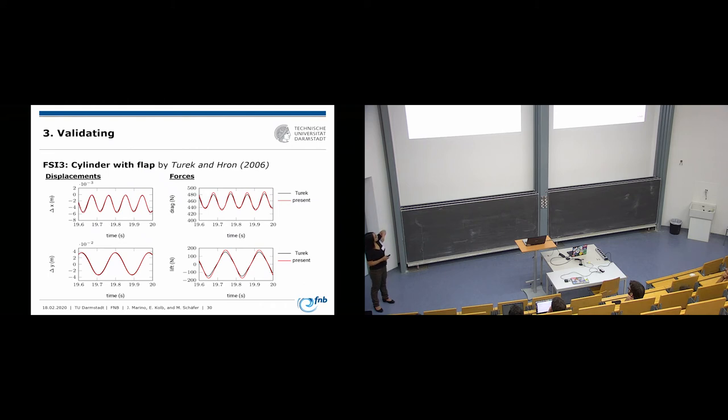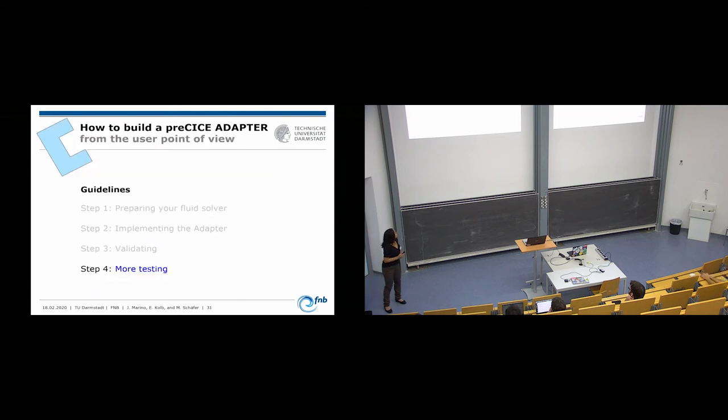For example, now the red lines are our present results and the black lines are the reference. Now our results are very close to the reference and it's time to apply our idea in other applications. This brings me to the last part of this topic, more testing. For this, remember that in FMB we are focusing on modeling multiphysics. Therefore, we want to extend this FSI analysis to other applications.